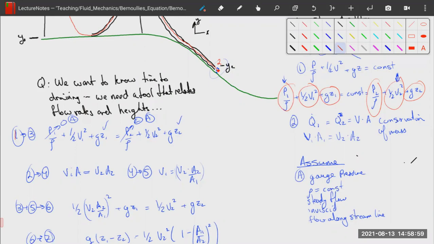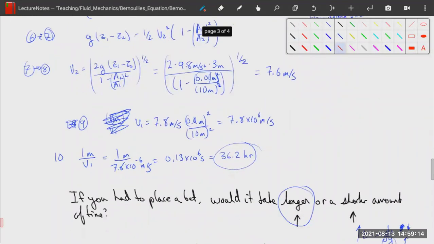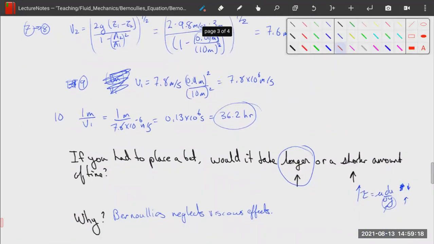In reality, some of that is going to go into heat, right? So the more viscous losses we have, the more energy gets lost into heat, and the less can go into our velocity at the end, which means our overall velocity is less, which means our flow rate is less, which means our pool takes longer to drain. Cool, so that's reason one.